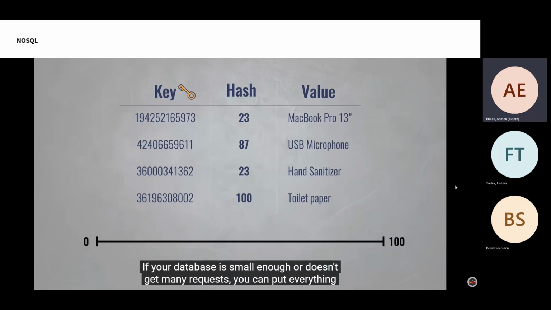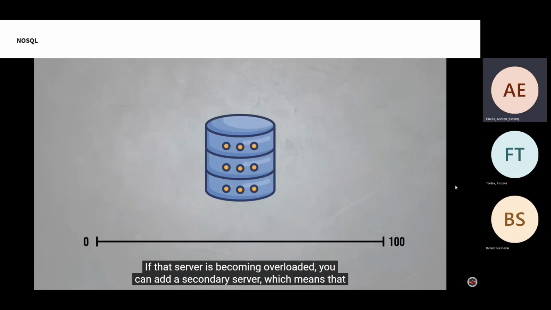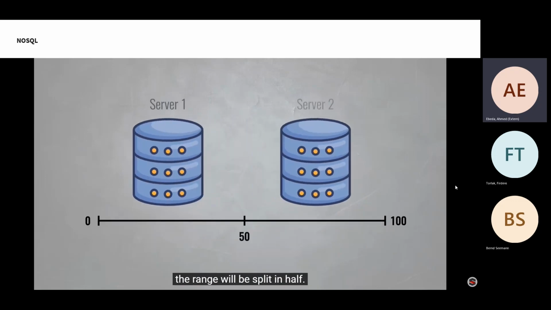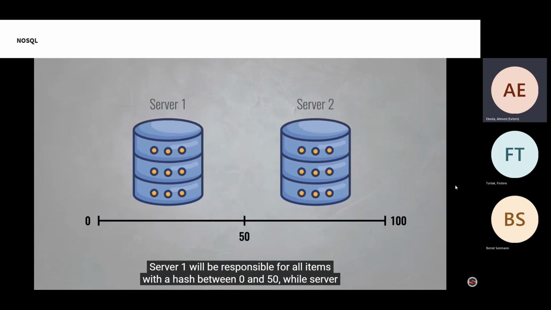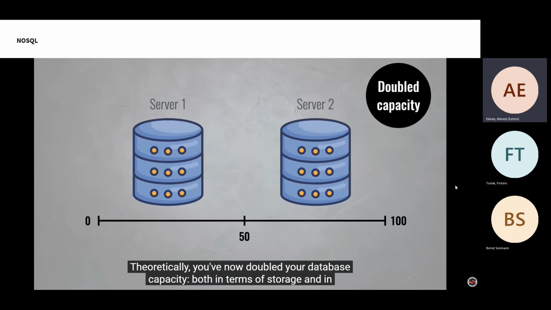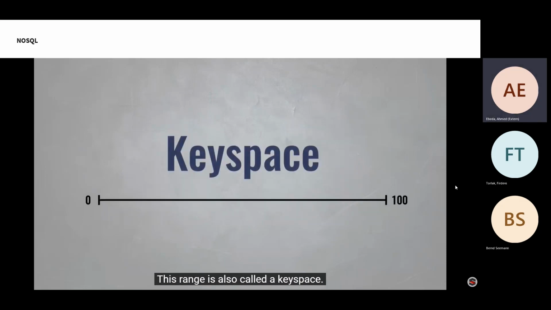If your database is small enough or doesn't get many requests, you can put everything on a single server. This one will then be responsible for the entire range. If that server becomes overloaded, you can add a secondary server, which means that the range will be split in half. Server 1 will be responsible for all items with a hash between 0 and 50, while server 2 will store everything between 50 and 100. Theoretically, you've now doubled your database capacity, both in terms of storage and in the number of queries you can execute. This range is also called a key space.